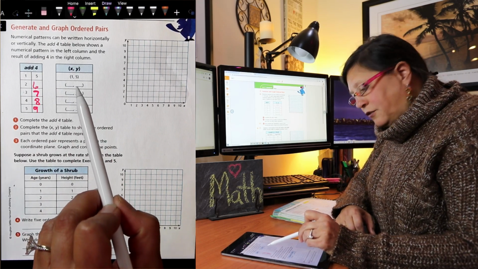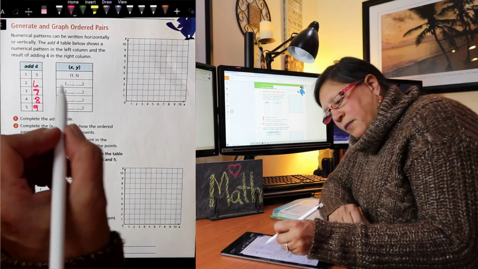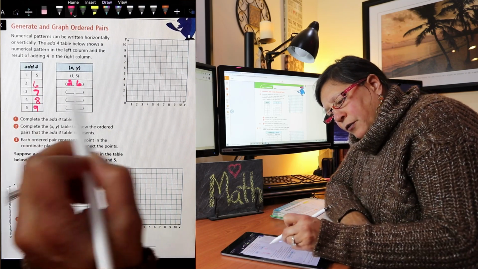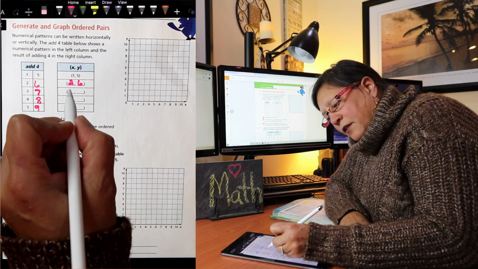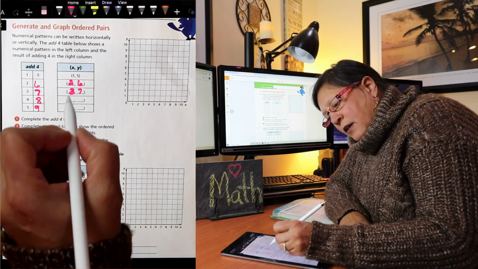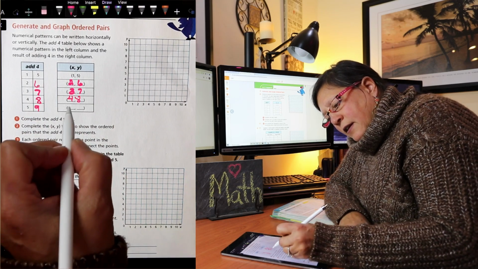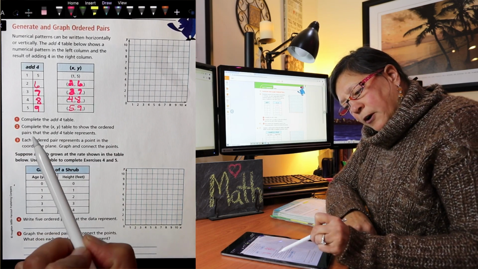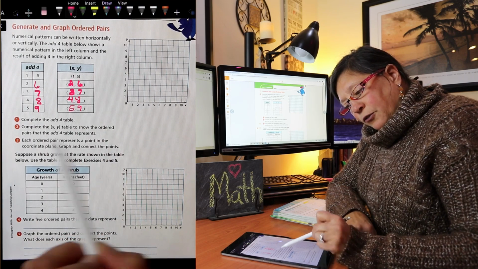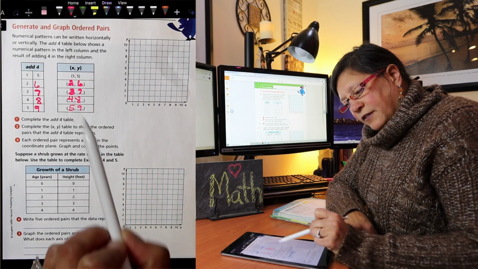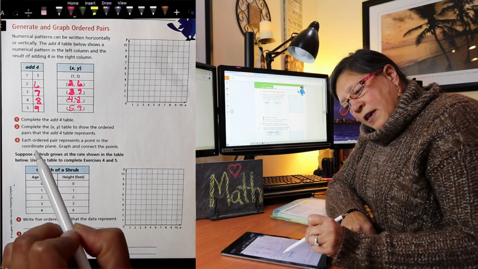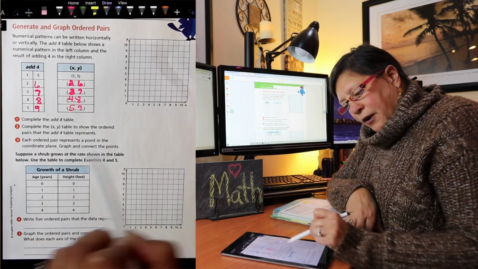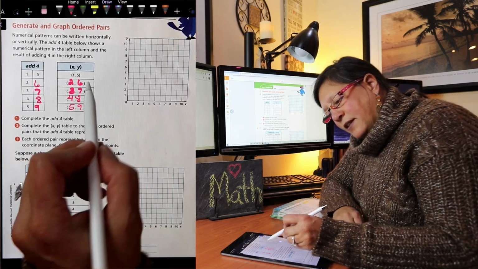Now we're going to turn that into coordinates. Okay, so 1, 5, and you just transfer your numbers over to the x and y coordinates. 3, 7, 4, 8, and 5, 9. And then, so we completed table 4. Complete the XY table to show the ordered pairs that the add 4 table represents. We just did that. And then each ordered pair represents a point in the coordinate plane, which is going to be our graph. We're going to graph and connect the points.